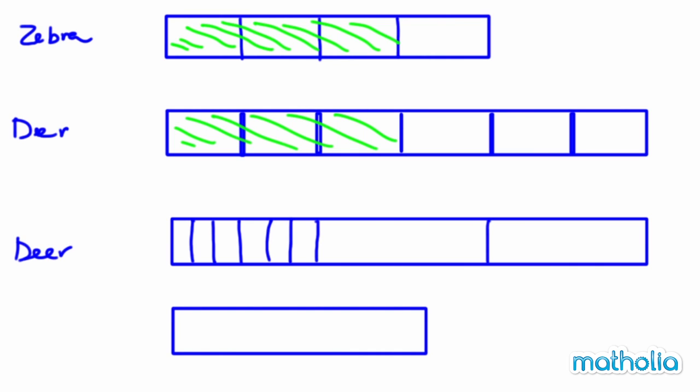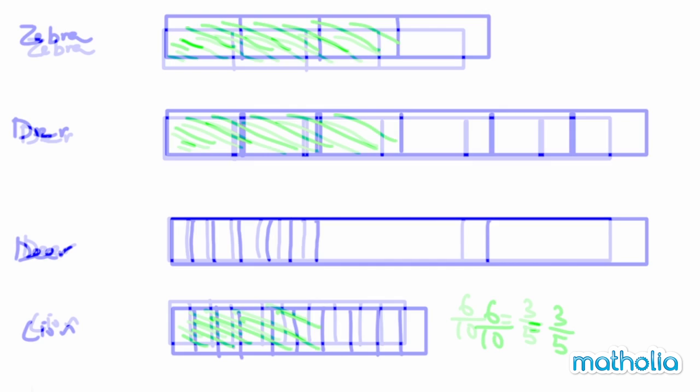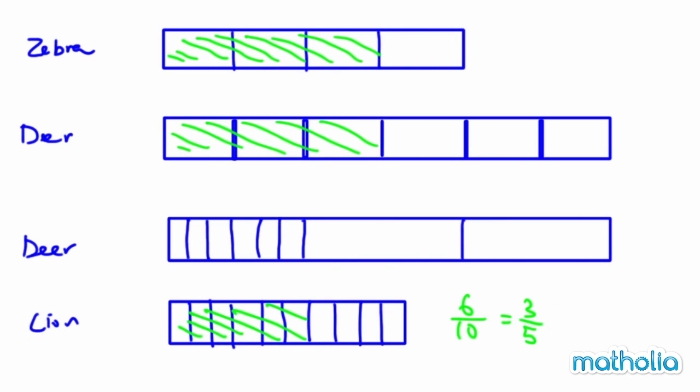My lion should be 1, 2, 3, 4, 5, 6. Of course, 7, 8, 9, 10 should be this range, because this is 6 out of 10, which is 3/5. Can you see that? Once you get this clear, it will be very easy, because I need to know what is the difference between the zebra and the lion.